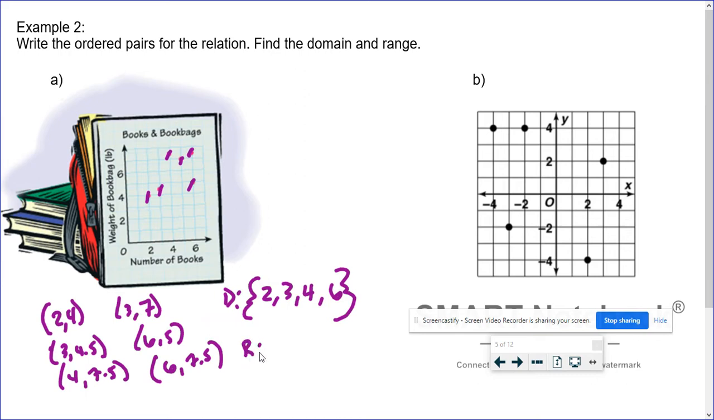Your range is going to be the same thing, just with the y coordinates. So it looks like the first one would be 4. Looks like the next one would be 4.5. Looks like the last one would be 5. Not the last one, the next one. Looks like I have 7. And the last one is 7.5.